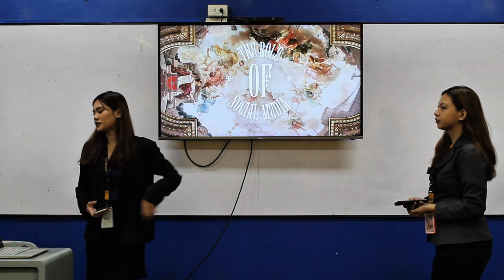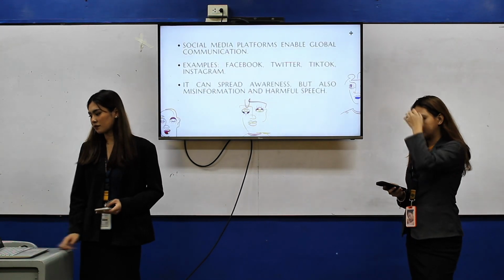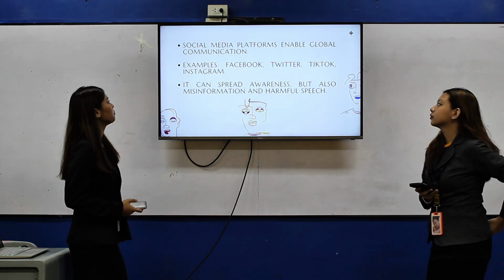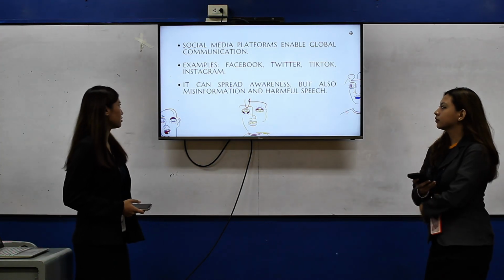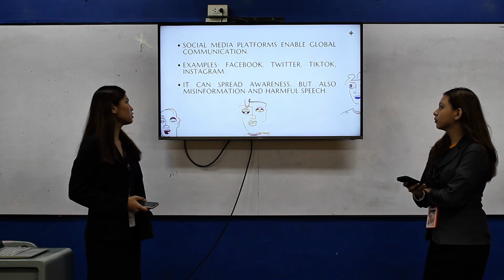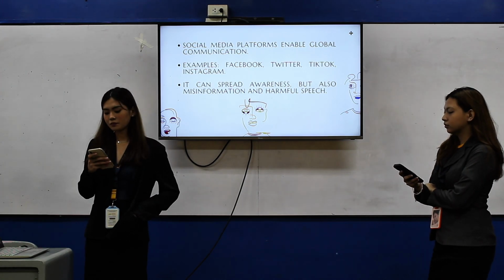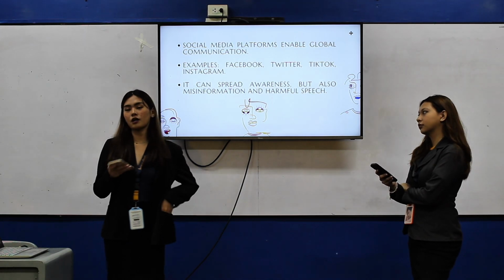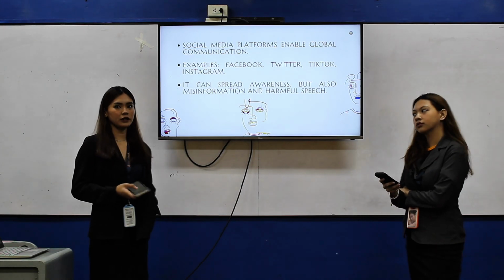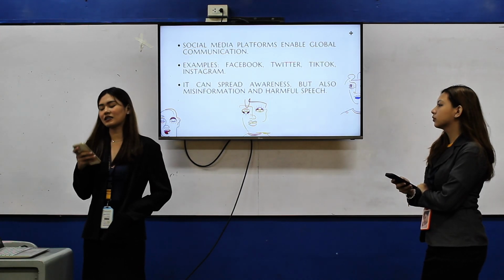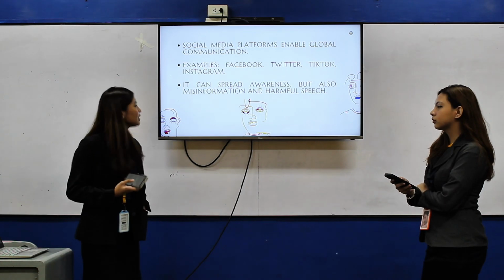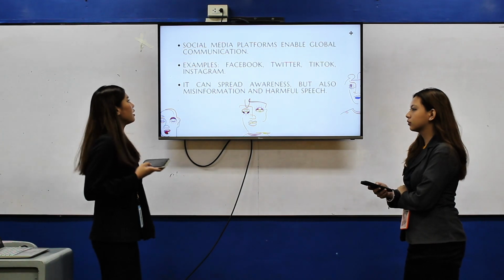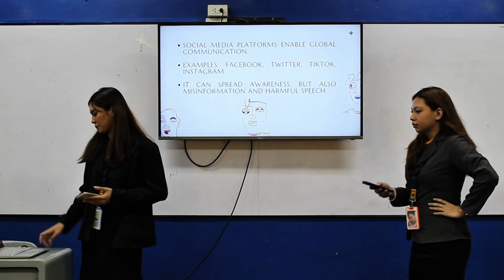But before that, let's talk about the role of social media first. Social media platforms enable global communication. For example, Facebook, Twitter, TikTok, and Instagram. It can spread awareness but also misinformation and harmful speech. We all know that social media allows people from around the world to communicate. Because of this, information can spread quickly to a large audience. It helps spread awareness, but it can also spread harmful speech and misinformation. This is why we must use social media wisely.